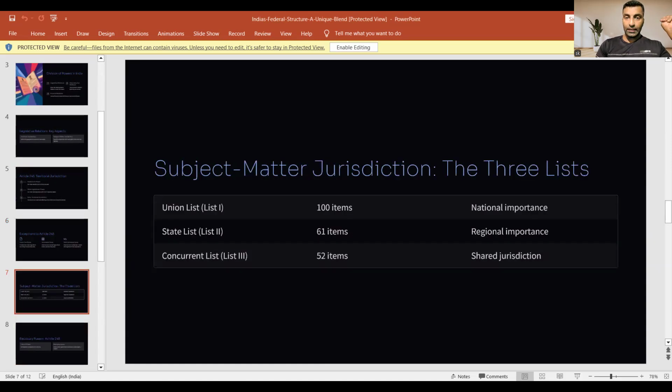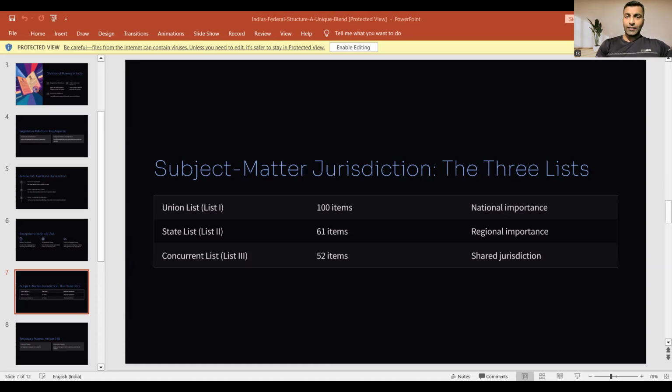Now let's look at the subject matter jurisdiction. This is coming in the Seventh Schedule of the Constitution, which divides legislative subjects into three lists. Very important, guys: Seventh Schedule, three legislative lists. That is the Union List, that is List 1, the State List, that is List 2, and the Concurrent List, that is List 3.